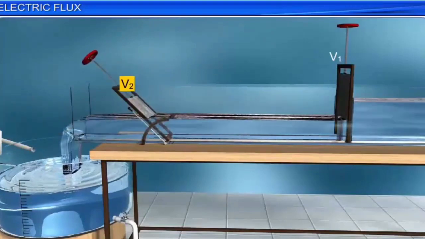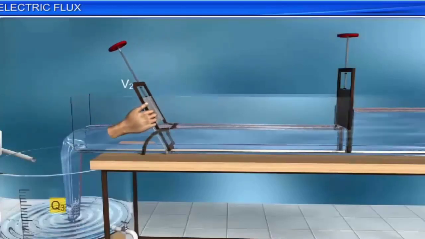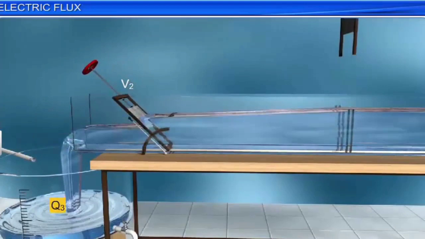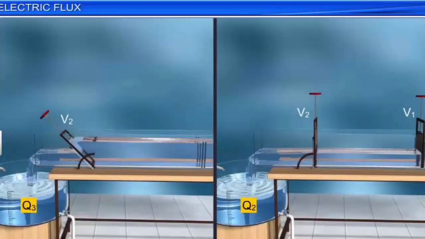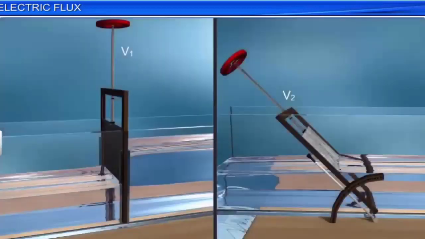in the downstream. Remove valve V1. Measure discharge Q3 again for 5 minutes. You will find that Q3 is equal to Q2. Why is Q3 equal to Q2 when the area of opening of the two valves is different? This is because the area of opening of V2 is more than that of V1.